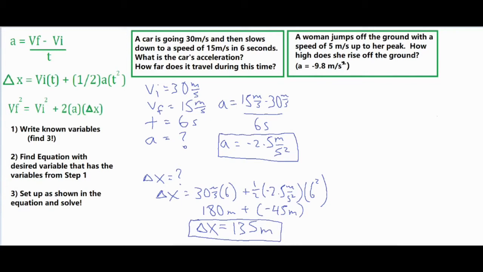All right, again, I didn't have to do too much algebra there. I just took the product of these two. 30 times 6 is 180 meters. And then in my calculator, I put 0.5 because I like to put the 0.5 instead of 1 over 2. It's all the same, so 0.5 times negative 2.5. And then made sure I put that 6 squared in parentheses so that doesn't square this entire value altogether. And then that gave me negative 45, so 180 minus 45 gives me 135 meters.